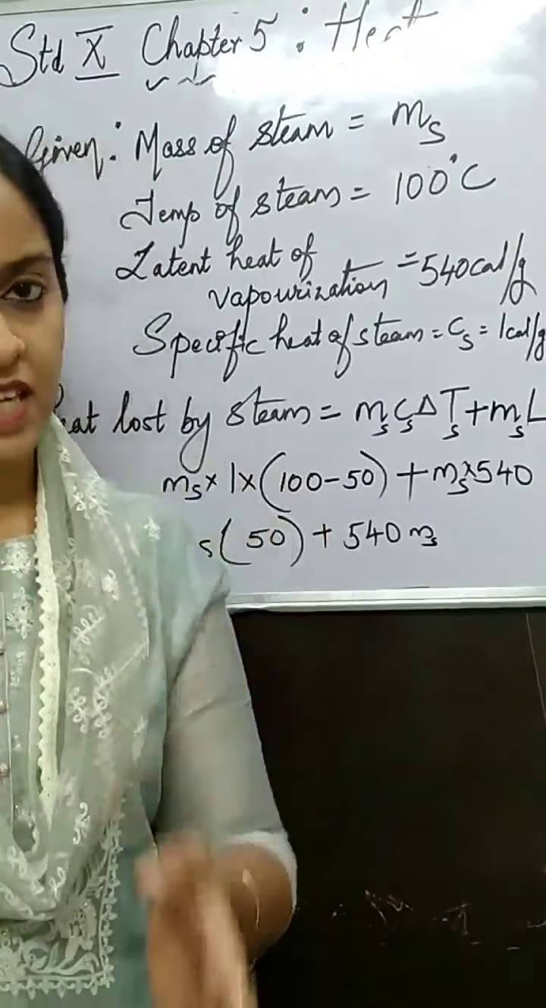So what will be the next step? I'll rub this part. So from here, 7,500 plus 12,000 will give me 19,500, correct? Is equal to 590 ms. Ms means what? Mass of the steam. 590 ms, mass of the steam. So 19,500 is equal to 590 into ms. So we will keep ms there. Therefore 19500 divided by 590 is equal to the mass of the steam.